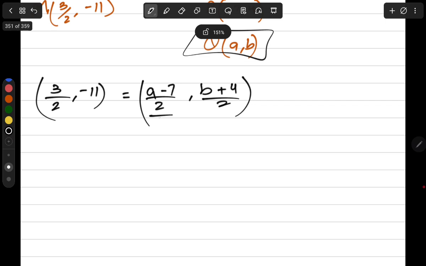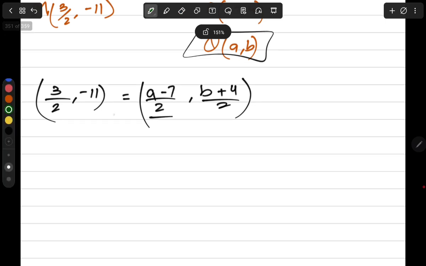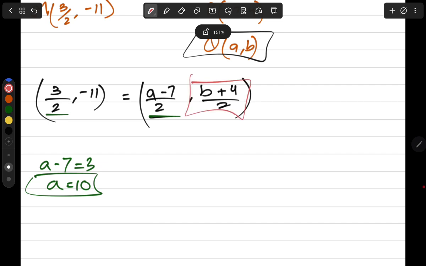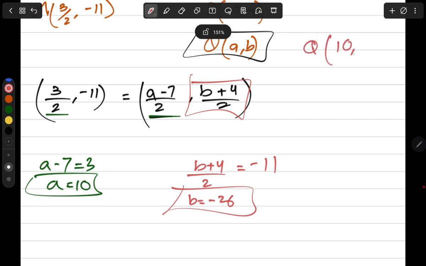So I compare the x coordinate with the x coordinate, that is (A - 7)/2 is equal to 3/2. So this is going to be A - 7 is equal to 3, or A is equal to 10. For B, I am going to do (B + 4)/2 is equal to -11, or B is going to be equal to -26, and that's it. So our coordinates for Q is going to be (10, -26). That's it. Now whenever midpoint is given, multiply by 2 first and then subtract, faster than simultaneous equations.